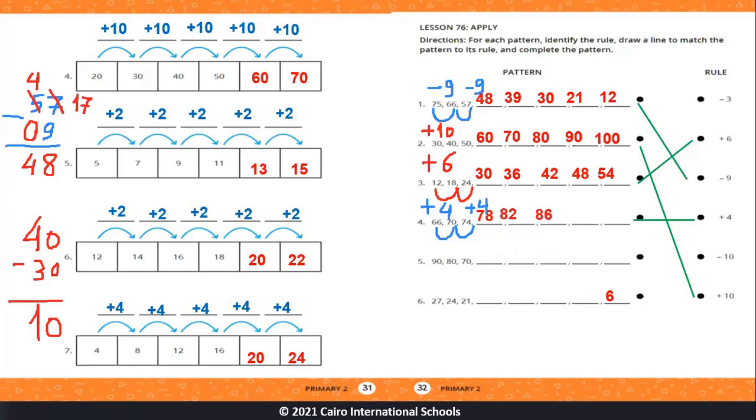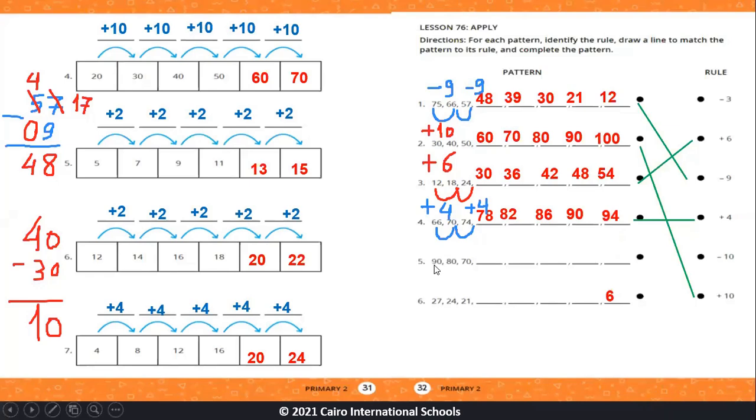82 plus 4 equals 86. 86 plus 4 equals 90. 90 plus 4, you can do it mentally. 90 plus 4 equals 94. 30 plus 2 equals 32. 50 plus 8 equals 58, okay? So 90 plus 4 equals 94. Great.